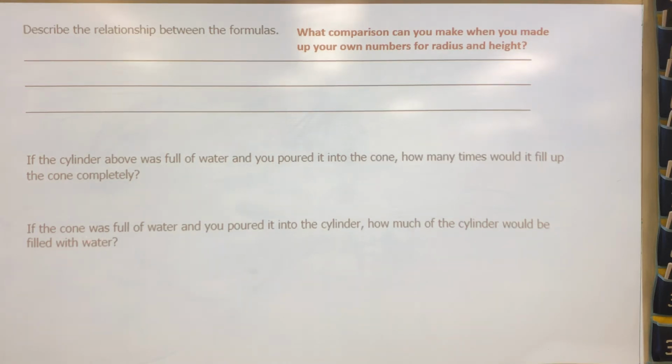On the other side of this, if we think about if the cone is full of water, how many times would a cone fill a cylinder, right? So these are the same kinds of questions asked differently. And this is the same relationship you'll get from up here. So go ahead and calculate that on your own and see what you come up with.